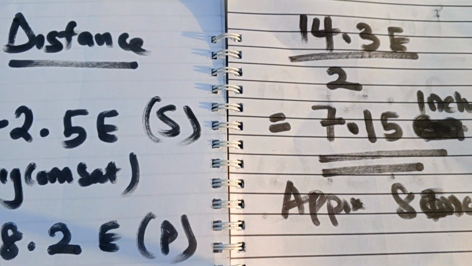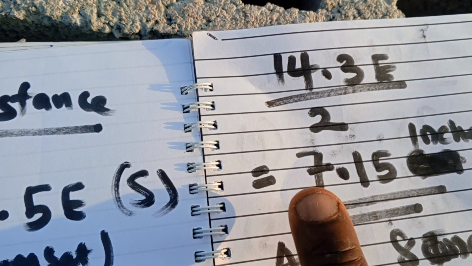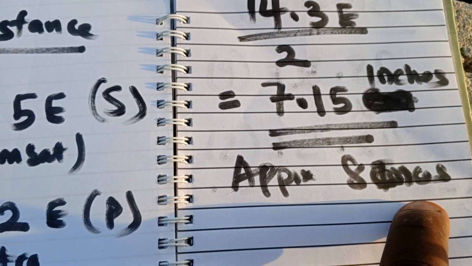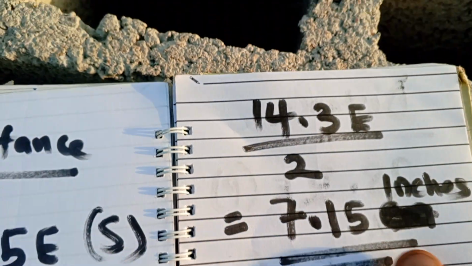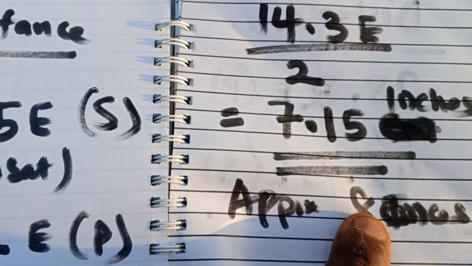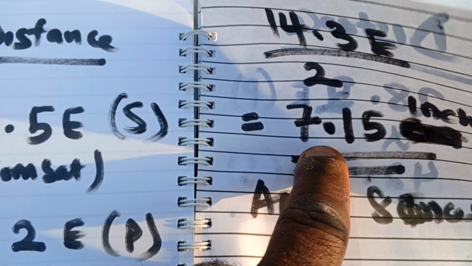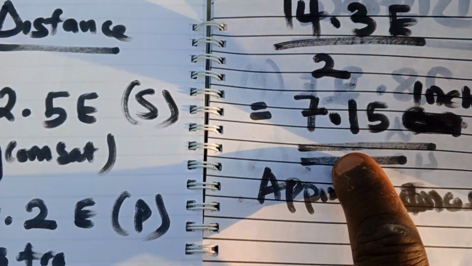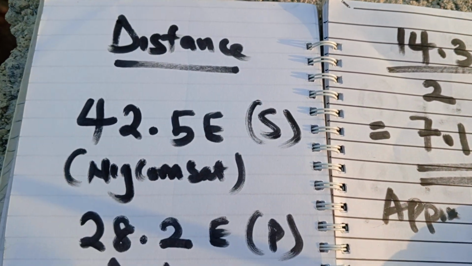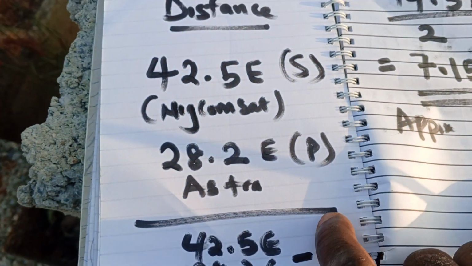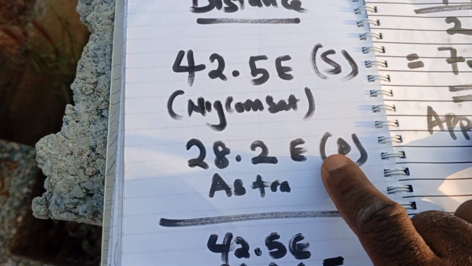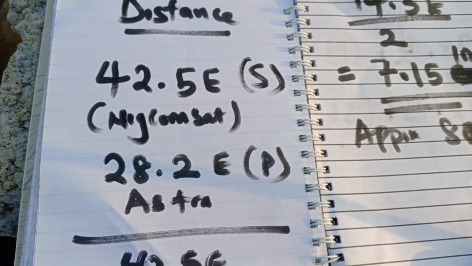So you might be confused why I have 7.15 and I have 8 inches. Depending on the size, in between this, you maneuver in between this and this, you get it. In between 7.15 and 8, you get the signal when you are attaching 42.5 E to 28.2 E primary. So we continue in our tracking.